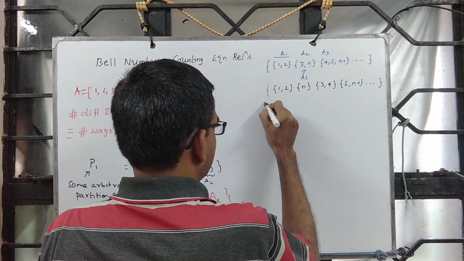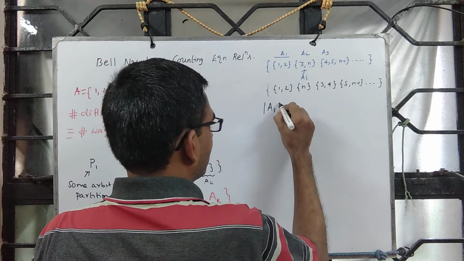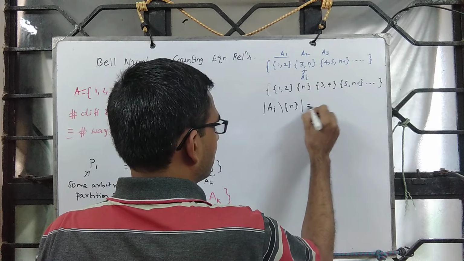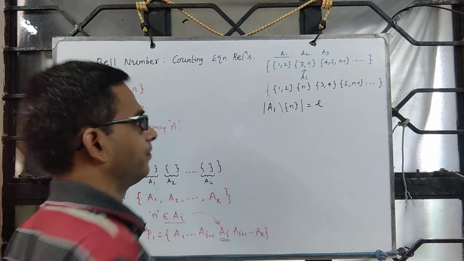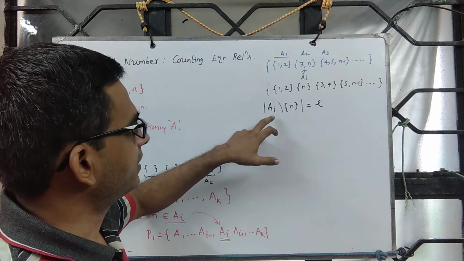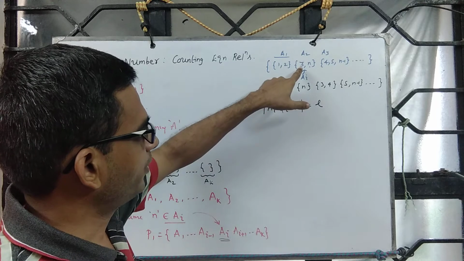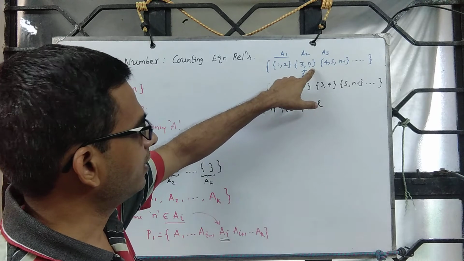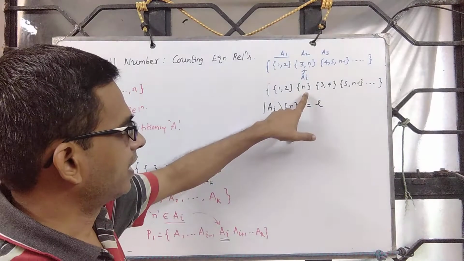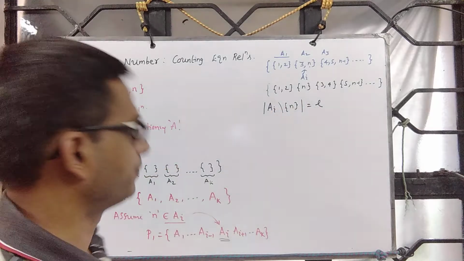So let's assume the cardinality of Ai minus the element n is, say, L. Apart from this, how many elements are there? It could be 0, in this case it is 0. It could be 1, in this case. Apart from n, there are L elements. The value of L is 1 in this case. Apart from n, there are L elements. In this case it is 0.